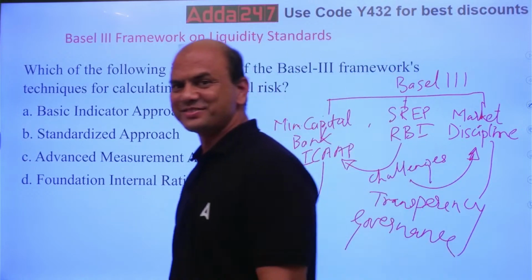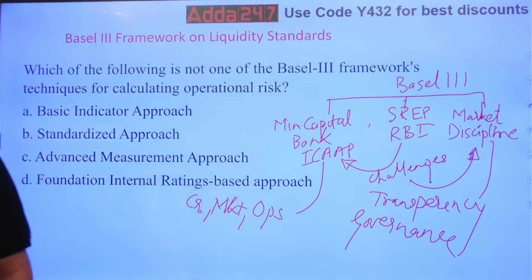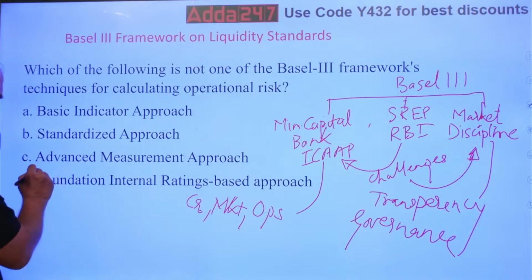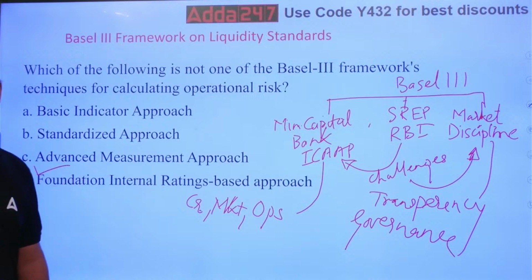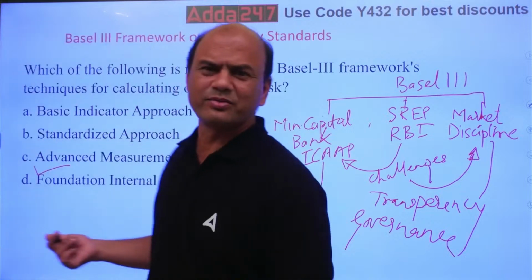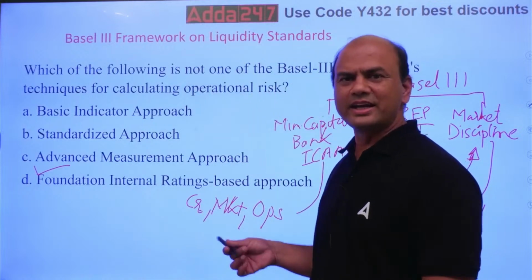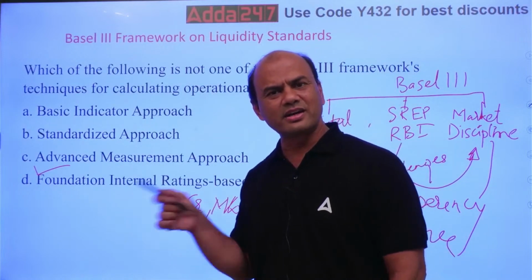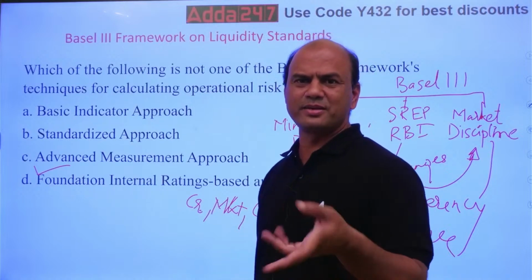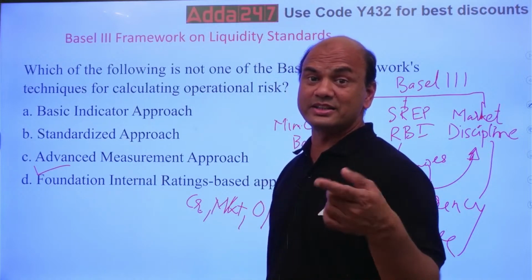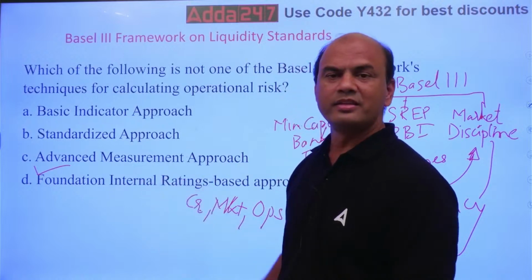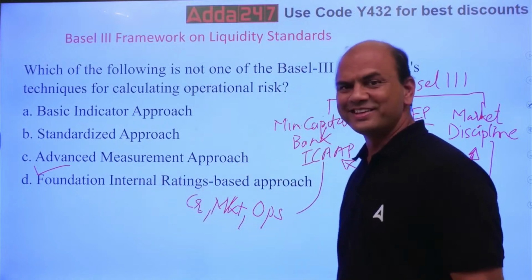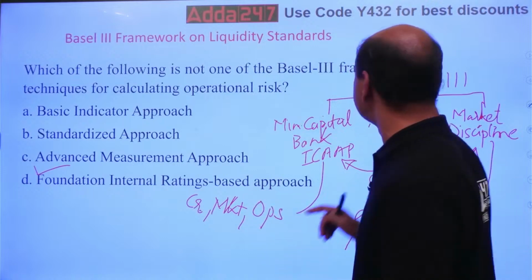Let me check. Everyone, yes, the answer is this. Foundation. That is not a method for operations risk. That is the method for your credit risk. Credit risk has three methods, right? I just now told you: standardized, FIRB and AIRB. That is credit, not ops. Clear? Go on. Next.